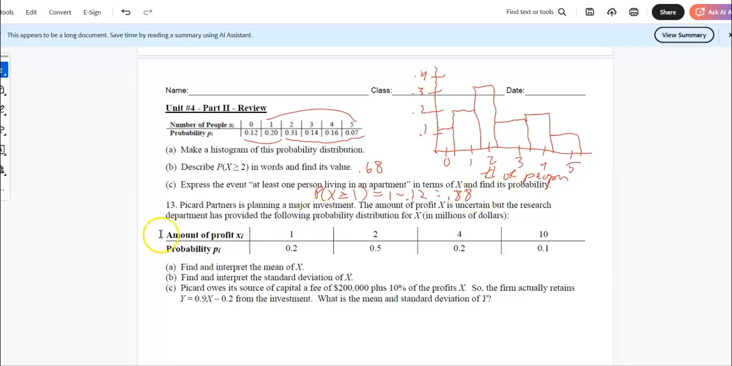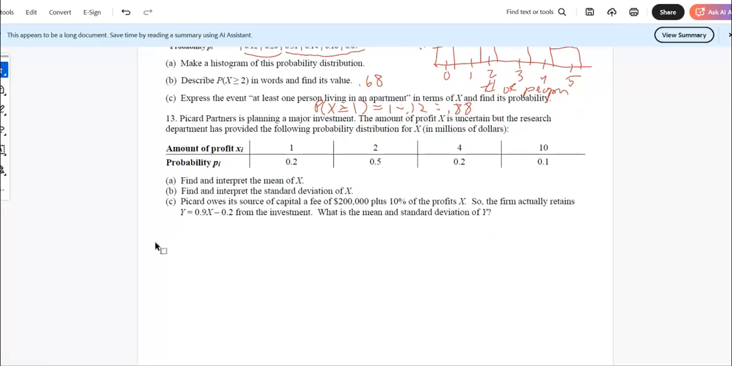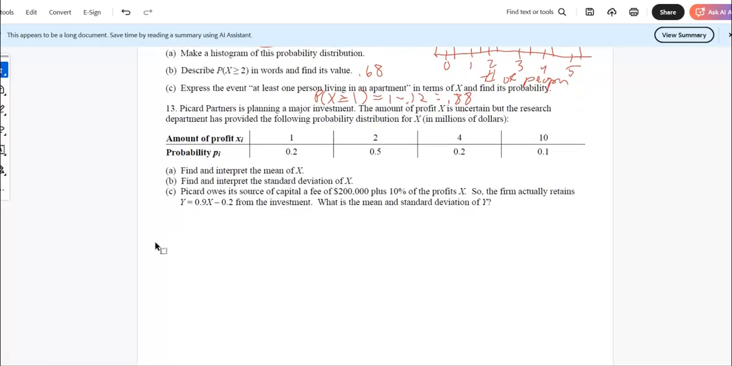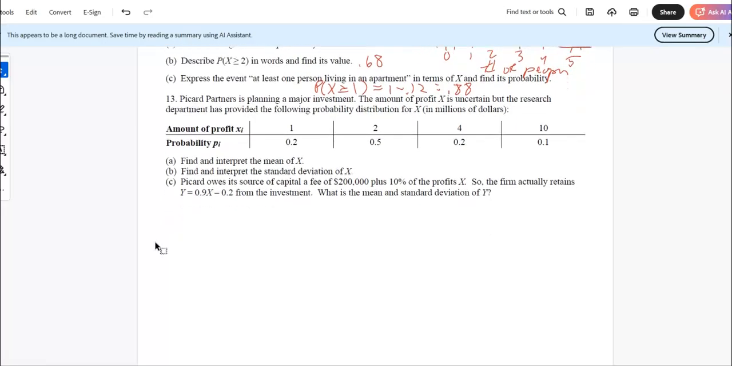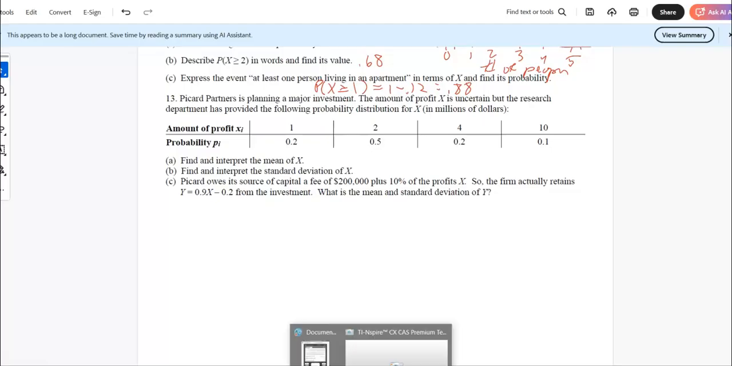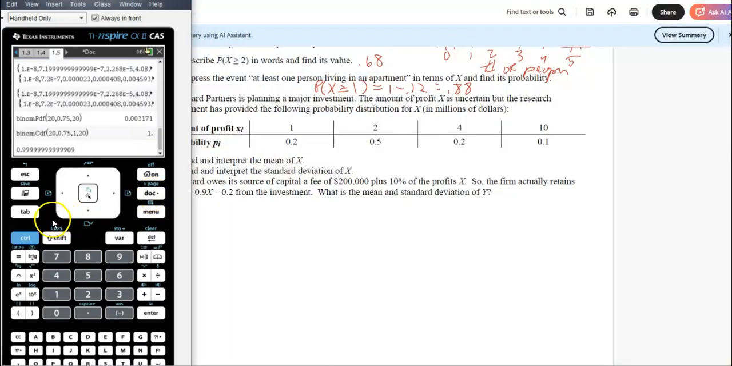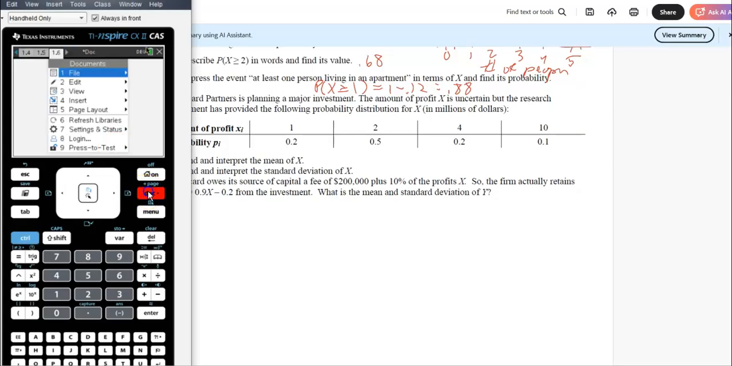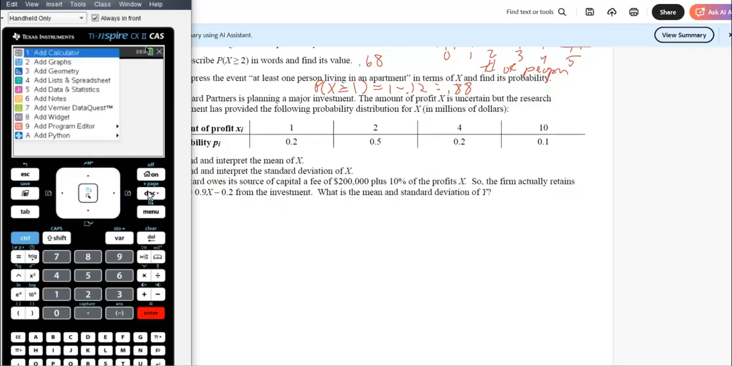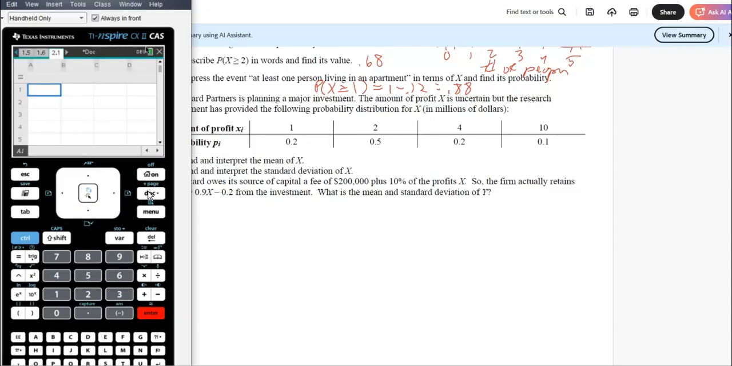Picard Partners is planning a major investment. The outcome is uncertain. For the research, they provide the following distribution. Find and interpret the mean of X. So you want to type this in your calculator. I'm going to hit Doc, Insert, Problem. So now when I go to the Lists & Spreadsheet page, everything's fresh. It's page 2.1. That's good.